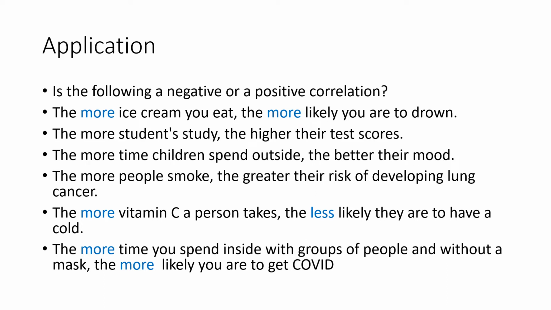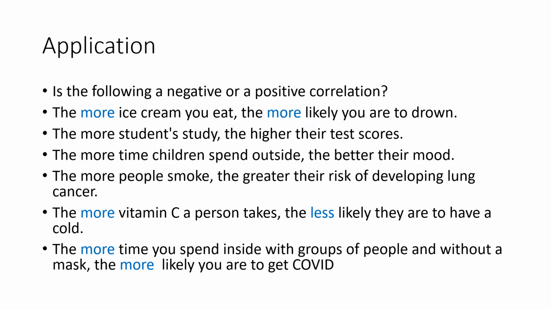The more students study, the higher their test scores. Is this positive or negative? This is a positive correlation. Why? Because one thing is going up and so too is another. Here's another. The more time children spend outside, the better their mood. What we see here is that one thing is going up and the other is going up as well. We might also see that the less time children spend outside, the worse their mood.